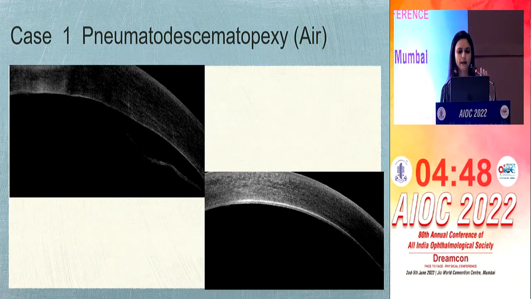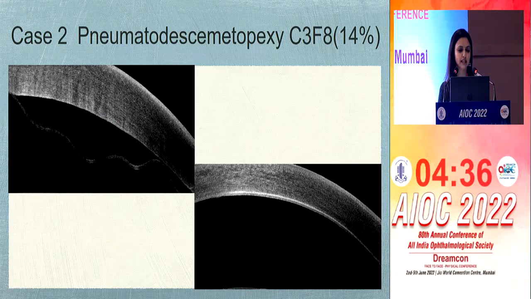So this is one case where an air injection was done. You can see this is a typical rhegmatogenous DM detachment, and air injection was done. Patient was given position, and the Descemet attached eventually. So for certain cases where you think that air injection is not going to work, you can use expansile gases like C3F8, SF6.